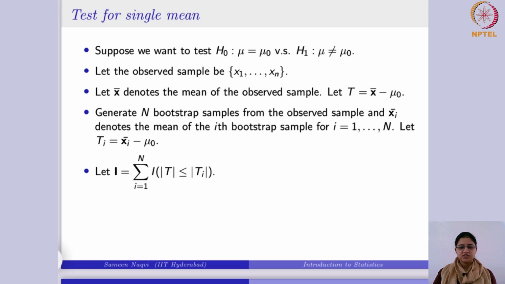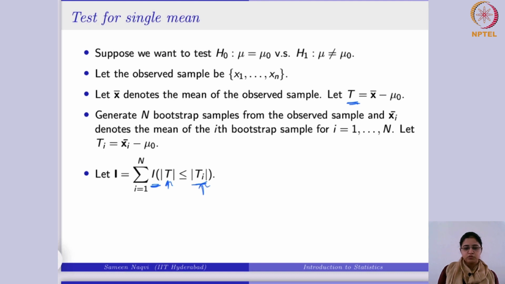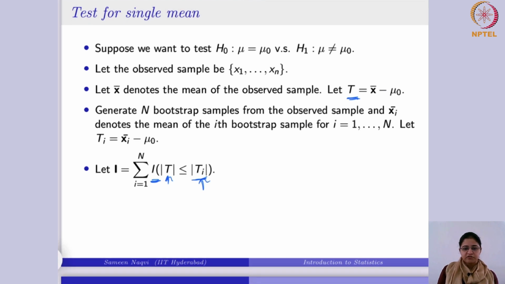Next we see an indicator function over here. Here you have the absolute value of the observed statistic, and this is the absolute value of the bootstrap statistic. This indicator function will take value 1 if the absolute value of the bootstrap statistic is greater than the absolute value of the observed one. So this indicator function basically counts the number of times the absolute value of the bootstrap statistic is as extreme as or more extreme than the absolute value of the observed statistic.